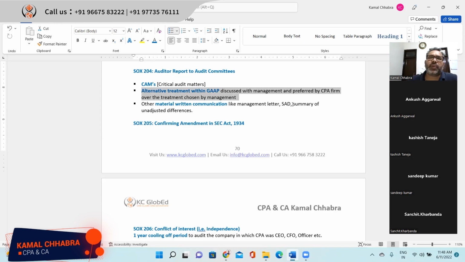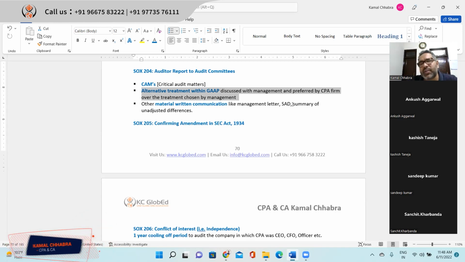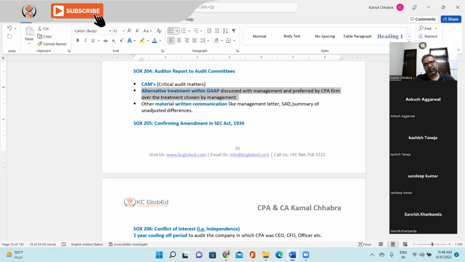So what is a management letter? You are giving recommendations to the management. That is called a management letter. For example, when we have conducted the audit of internal controls, you have identified certain design deficiencies and operation deficiencies, but those deficiencies are not so significant as to give any qualification in your report. But they are important.